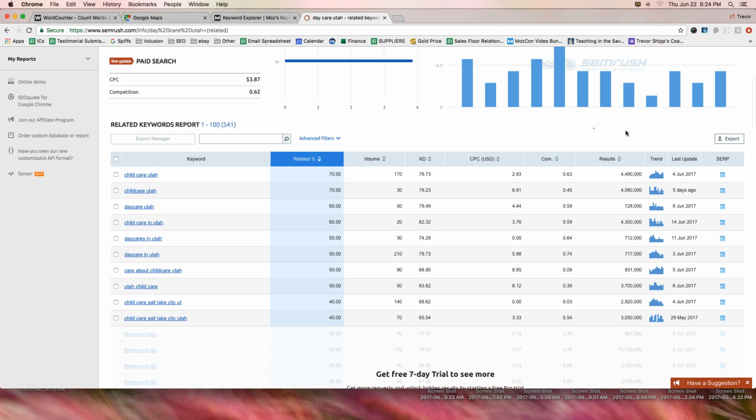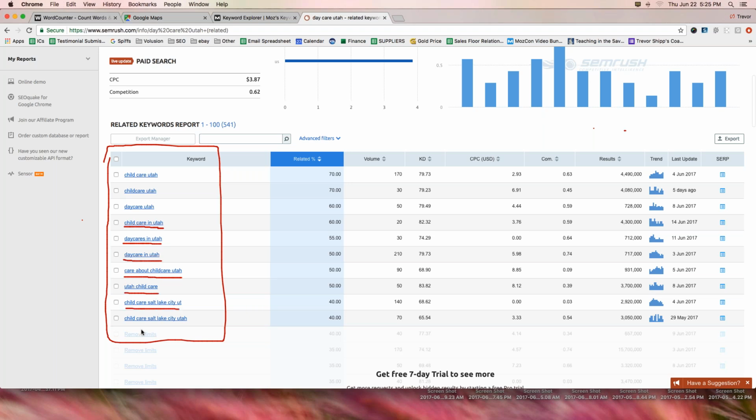So I put in a more general search, and as you guys can see, let me zoom in on the screen if I can. Of course, it may not let me. No, of course, it's not going to let me right now, so you're going to have to squint with your eyes a little bit. See these keywords that it suggested? It's suggesting child care with a space, Utah. It's also suggesting child care put together. Daycare put together. And then it's doing child care with the word in Utah. Daycares, plural, in Utah. Daycare in Utah. Care about child care, Utah. I'm not sure if that's going to be related. Utah child care. Child care Salt Lake City, Utah. But they use the abbreviation there. Child care Salt Lake City, Utah.